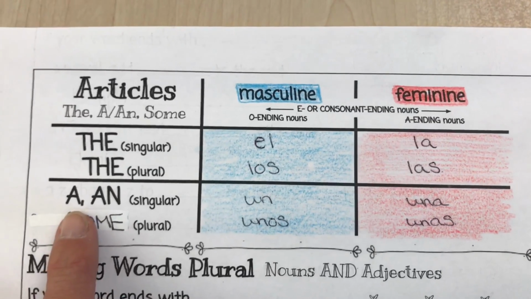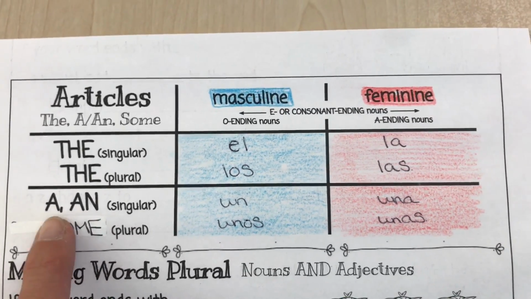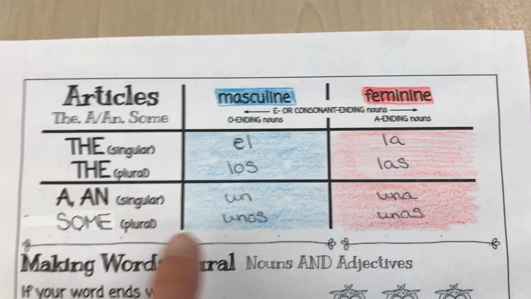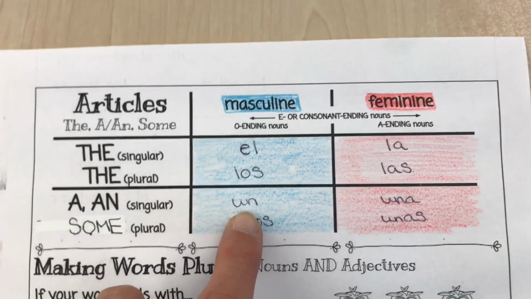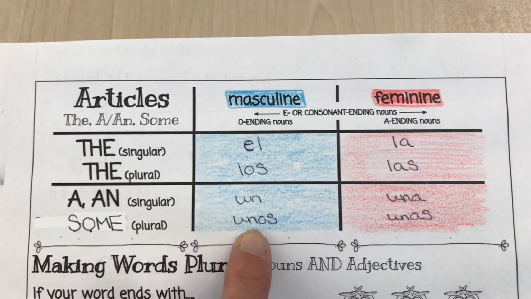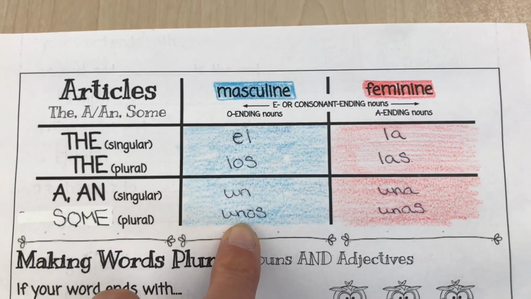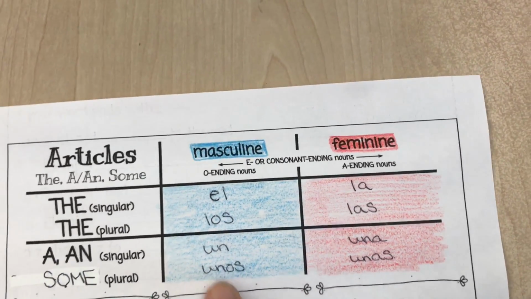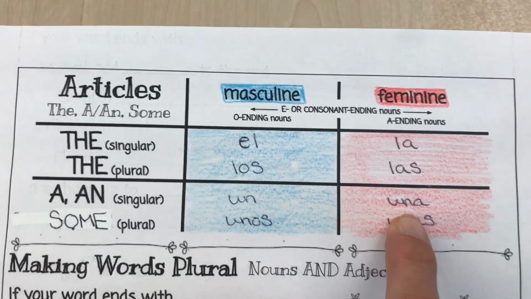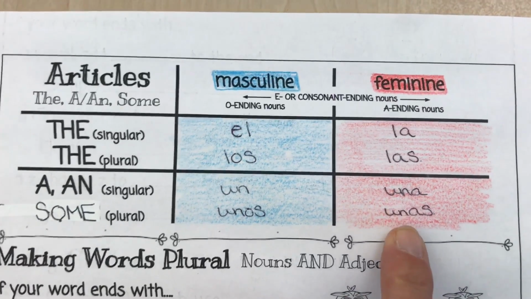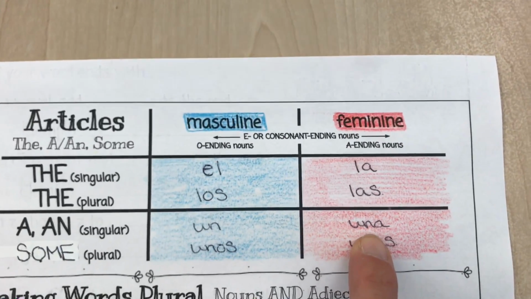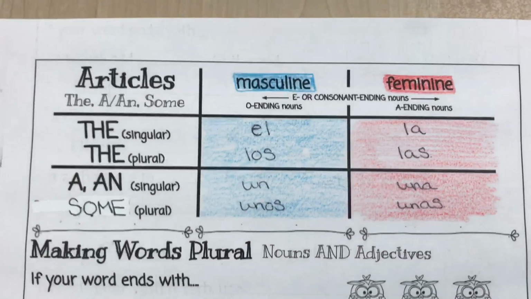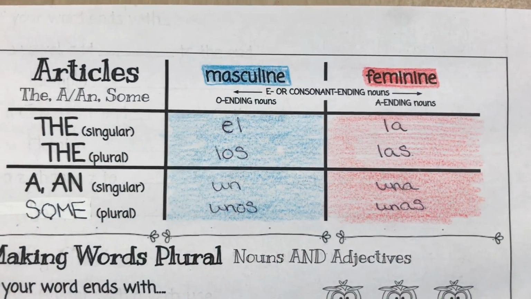So for a and an, again, you're designating any one. The other one is specific, a or an is any. So if you're saying a book, you'd say un libro. Unos libros would be some books. Singular and feminine would be una silla, unas sillas. So una silla would be a chair. Unas sillas would be some chairs. So go ahead and fill in that chart, color it in.